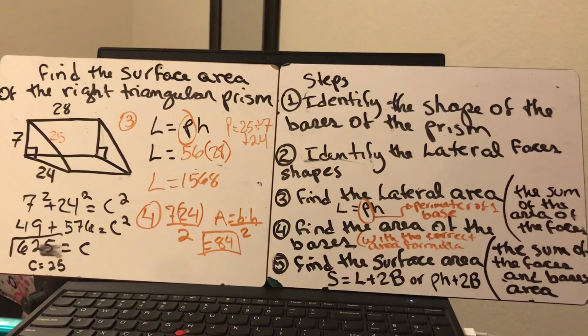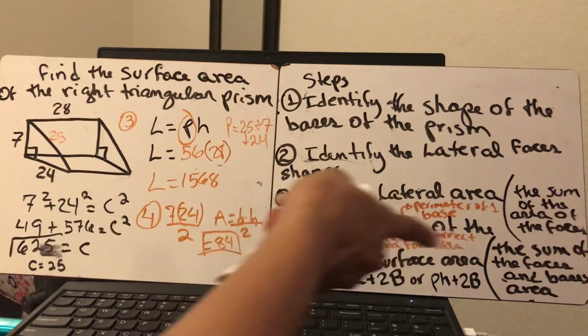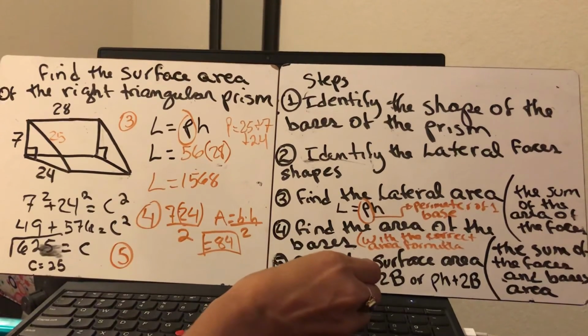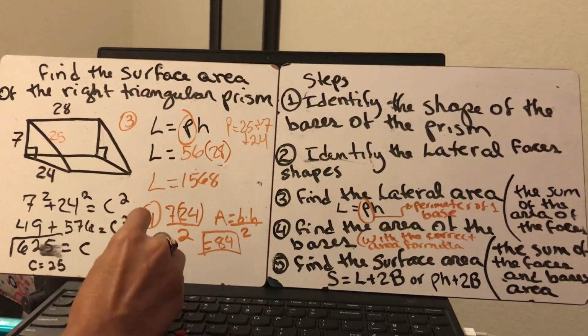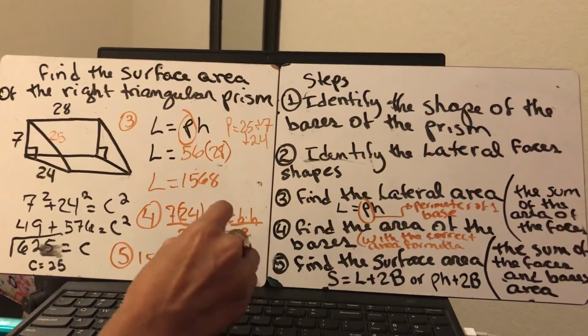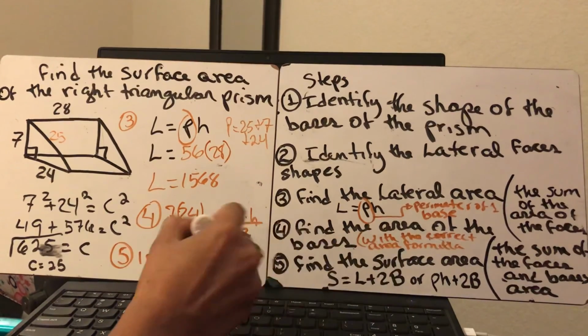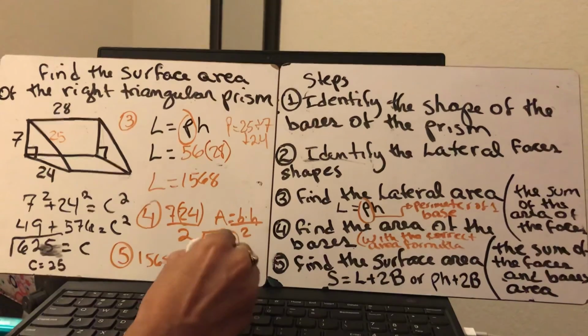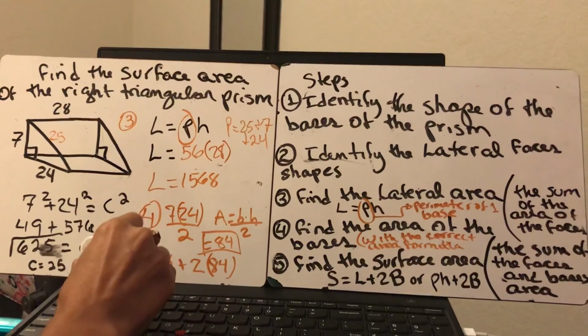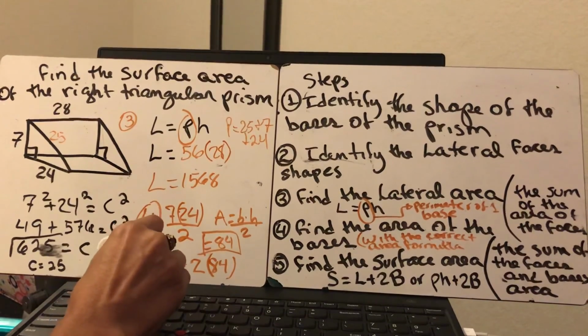And now finally I'm going to find the surface area, which is all my areas combined. But there is a formula here, so let's stick to the formula. It's going to be the lateral area that I already found, which is 1,568, plus 2 times the base area, because it's 2 bases, right? So it makes sense. 2 times 84, 168, plus 1,568. That is 1,736.